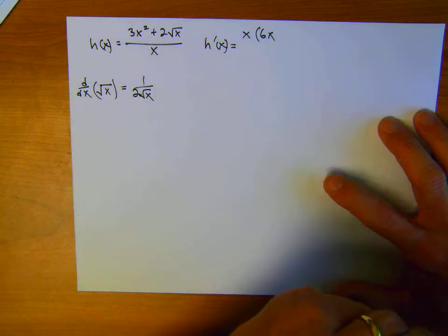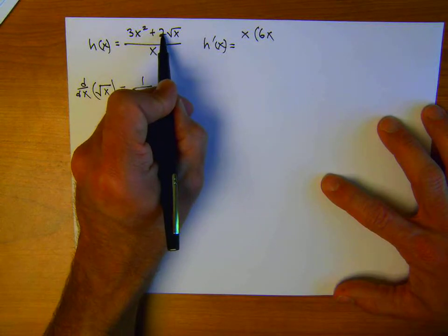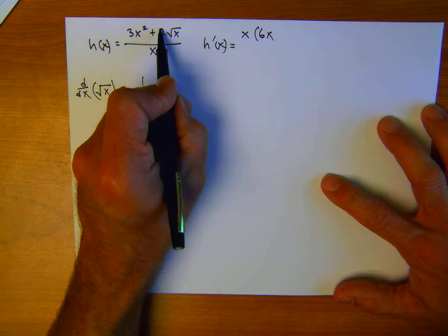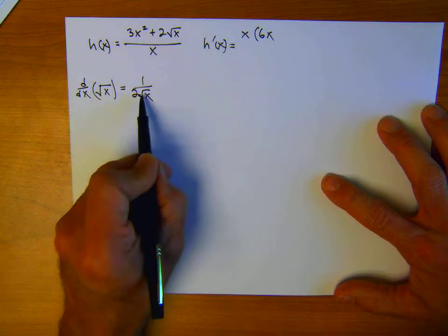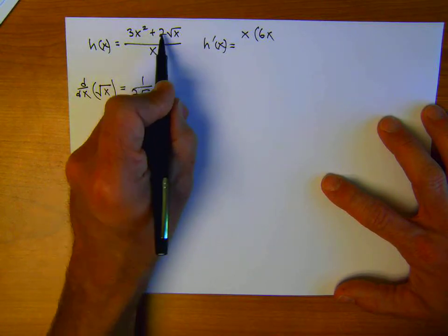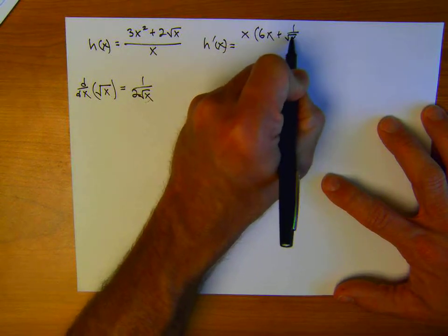We've done that in previous lectures, so I'm not going to repeat that here. But then I have 2 times, right? The derivative of a constant times a function is the constant times the derivative of the function. So I take 2 times this, and notice that the 2 here will cancel with this 2, and I'll be left with 1 over the square root of x.